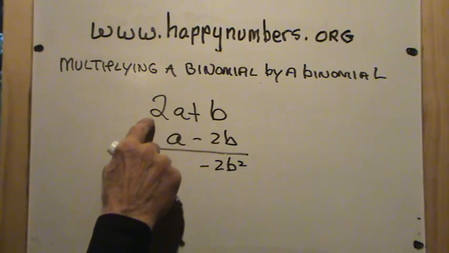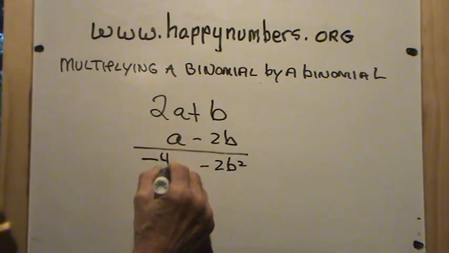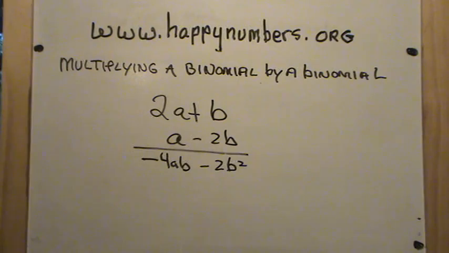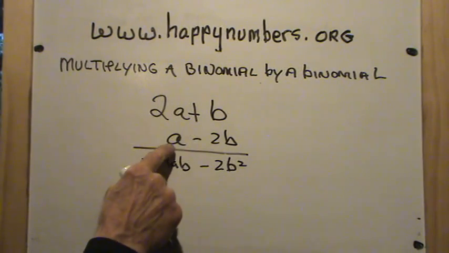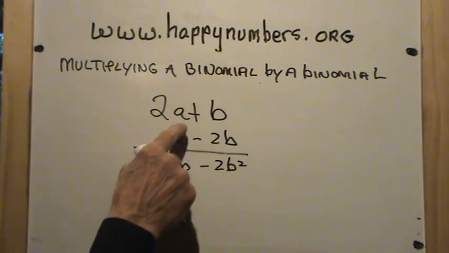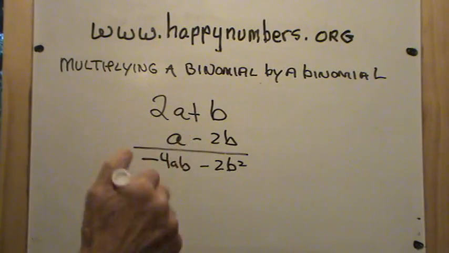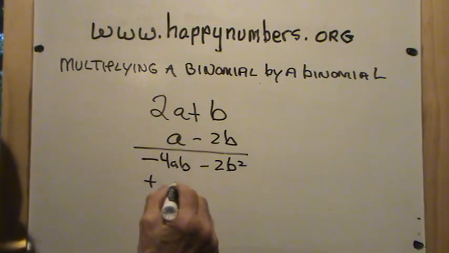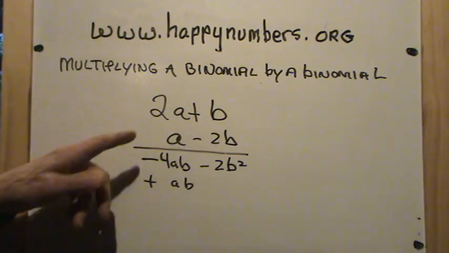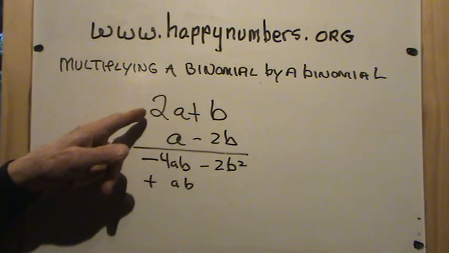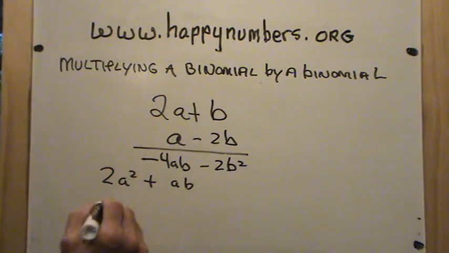Minus 2b times positive 2a gives me minus 4ab. Now I have to multiply both terms by this term. Positive 1a times positive 1b gives me positive ab, or 1ab. I don't write the 1. Positive 1a times positive 2a gives me 2a squared.